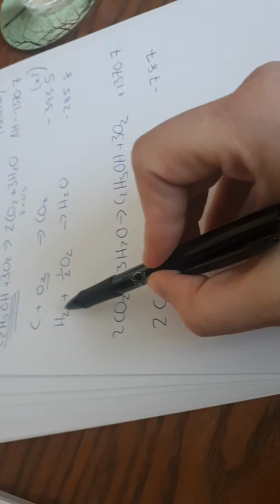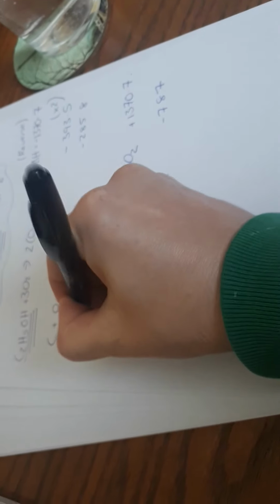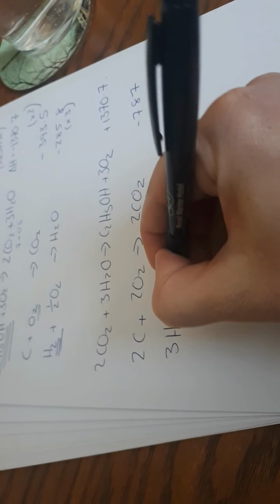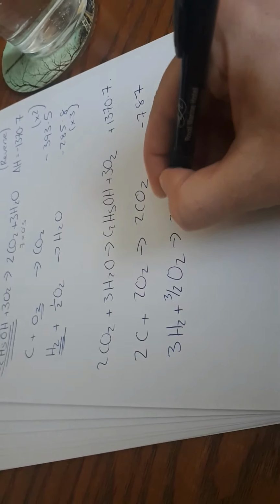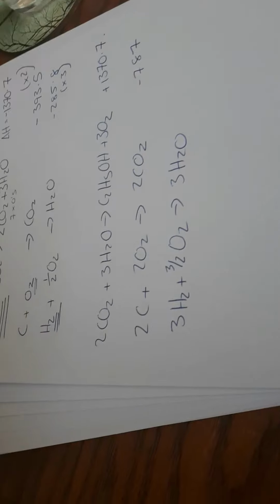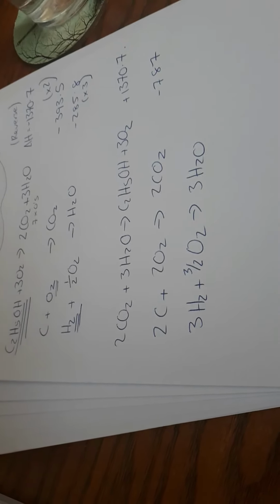After that, I have H2 plus a half O2 gives me H2O. If I look up here, I have 3 H's, so I need to have 3 H's here. So I have 3H2 plus 3 over 2 O2 goes to 3H2O. And again, I have to multiply this value by 3 as well. So minus 285.8 gives me minus 857.4.